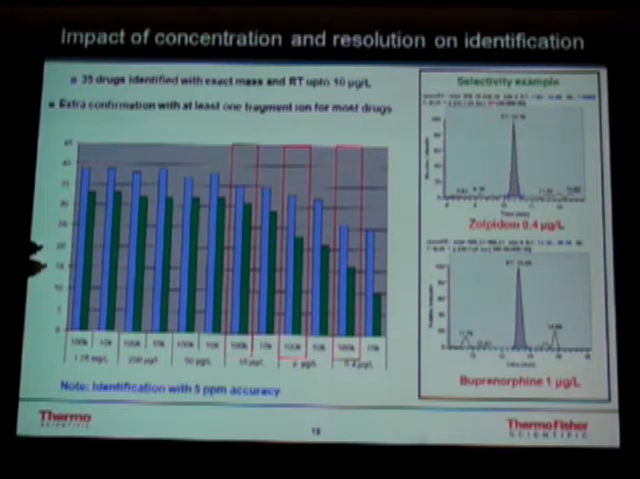On this side, I'm just showing one example of the selectivity. What you have is the entire LC run. This was run at 100,000 resolution, and this is an extracted ion chromatogram for this particular drug, zolpidem. And as you can see, you do not get any background, any other peaks in the spectra, even in this serum sample. It's very selective, very specific. Same thing for buprenorphine. This is a drug which is very commonly monitored nowadays and a very important drug. And again, a very clear peak at the expected retention time.